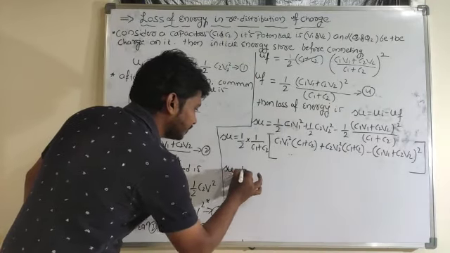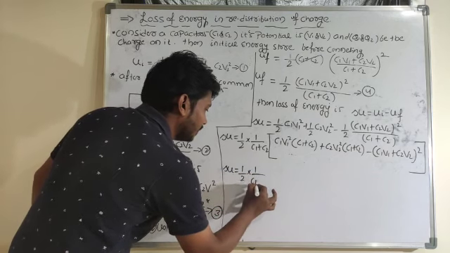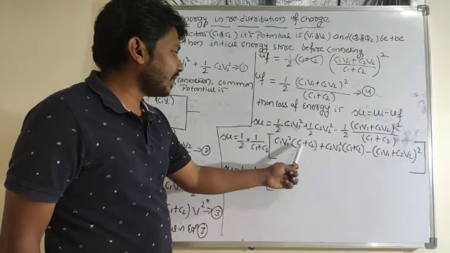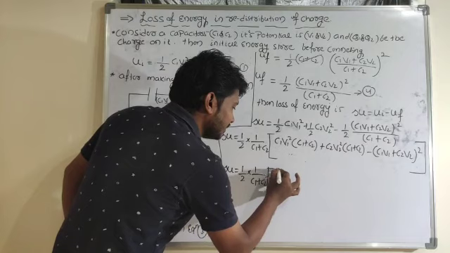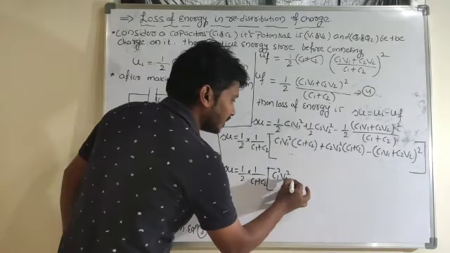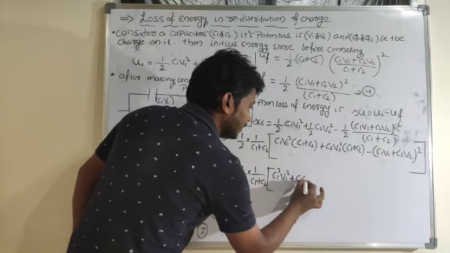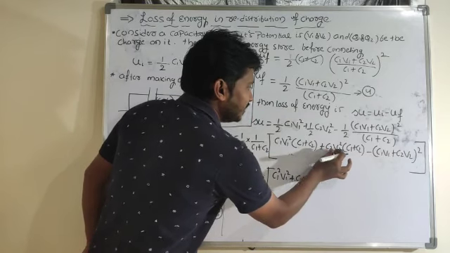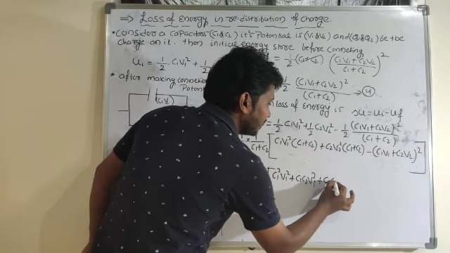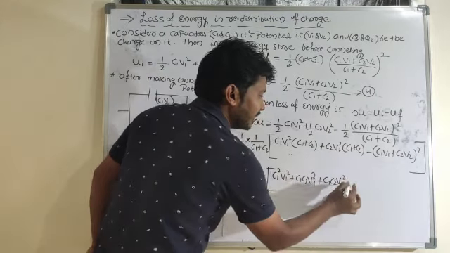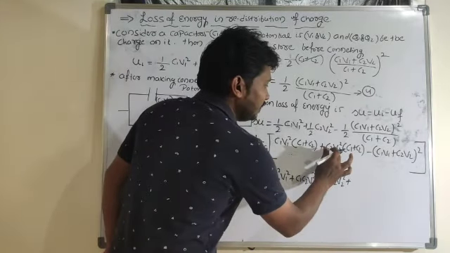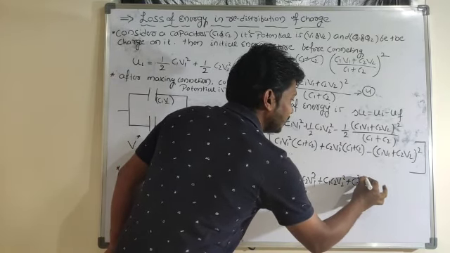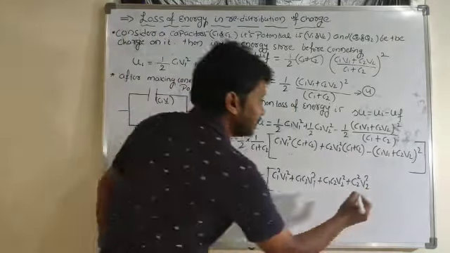So now look at here, 1 by 2 into 1 divided by C1 plus C2. Let me simplify this equation. C1 V1 square into C1, C1 into C1, C1 square into V1 square, plus C1 into C2 into V1 square, plus C2 V2 square into C1, C1 into C2 into V2 square. Just I am multiplying here. Plus C2 into V2 square into C2, C2 square into V2 square. Hope you are understanding here.